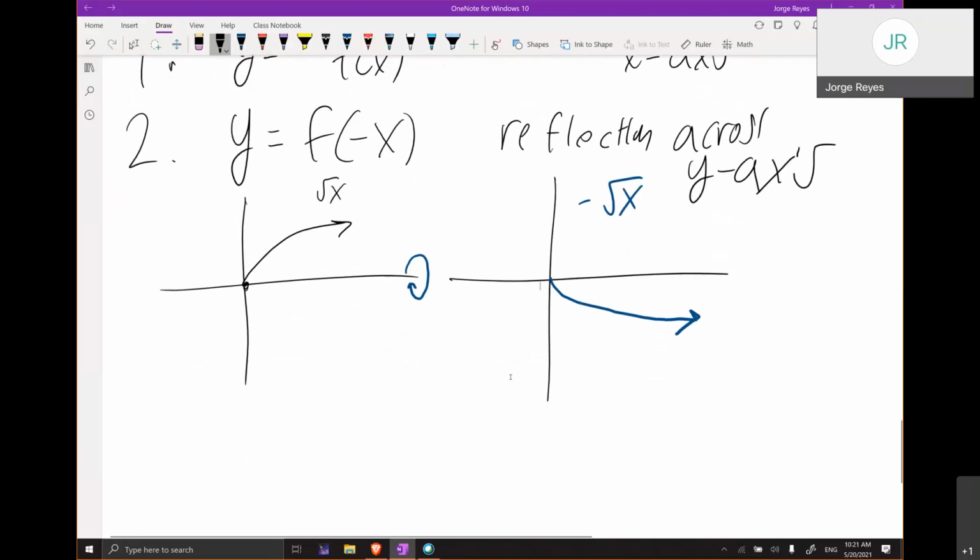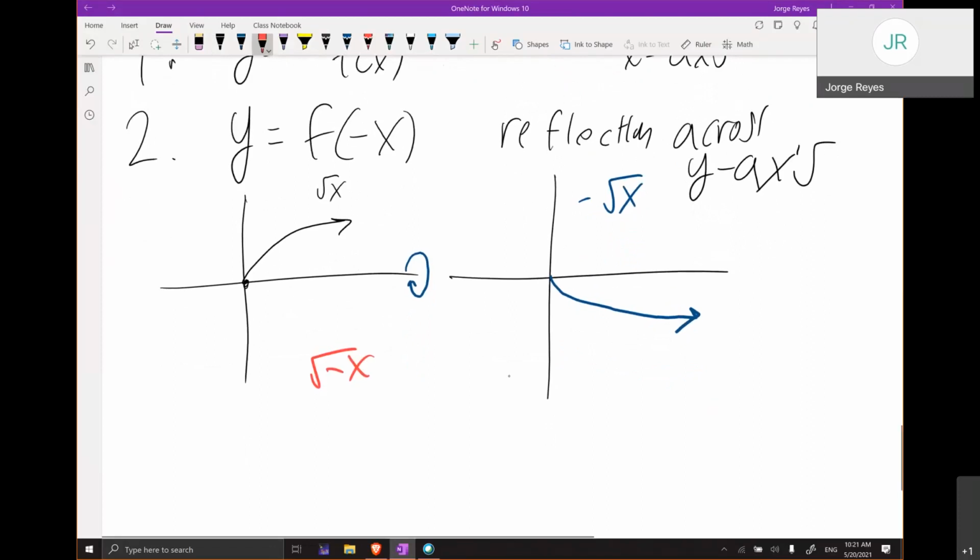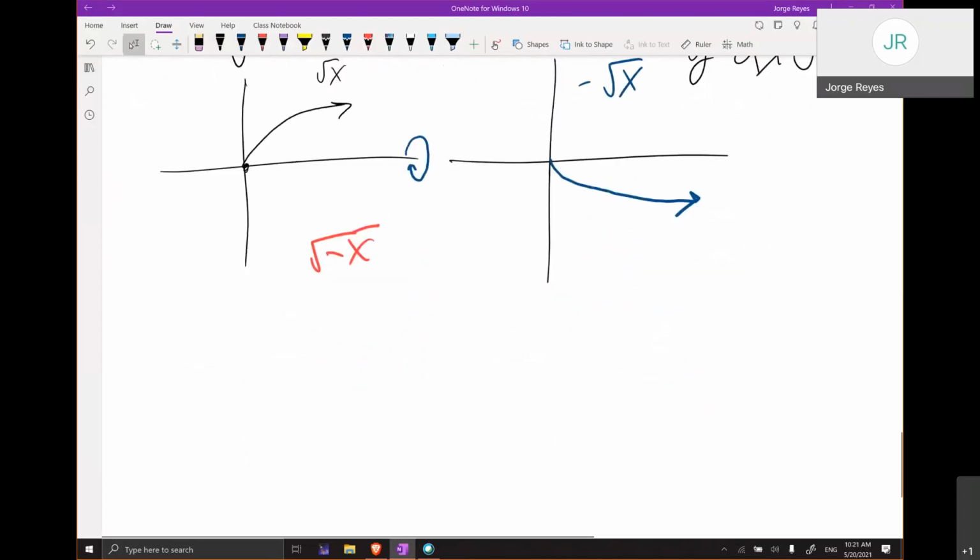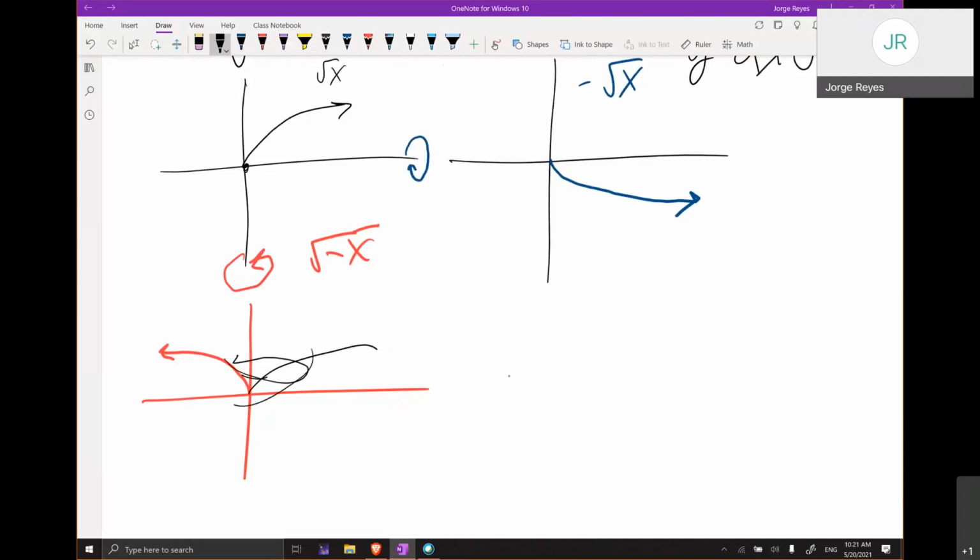Now, if you have negative x, that's on the inside, that reflects it across the y-axis. So that would look like this. Again, if I draw the original, it looks like I just spun it this direction. But yeah, this is a reflection across the y-axis. And so that's important.